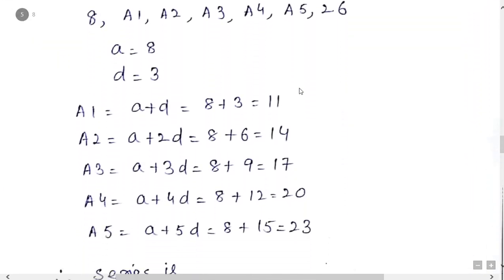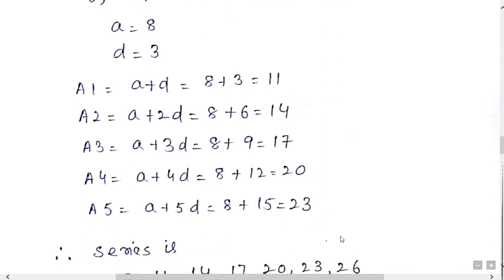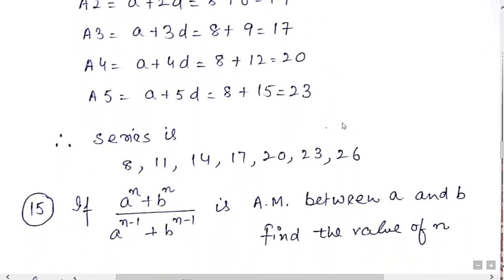Okay, A1 can be written as A plus D, it's 11. Then A plus 2D, it's 8 plus 6, it's 14. Similarly, you can write all the terms. It means you can find out the values from A1 to A5: 11, 14, 17, 20 and 23. It means the series is 8 and 26. These values are given to you and these are the values which we have to insert: 11, 14, 17, 20 and 23.